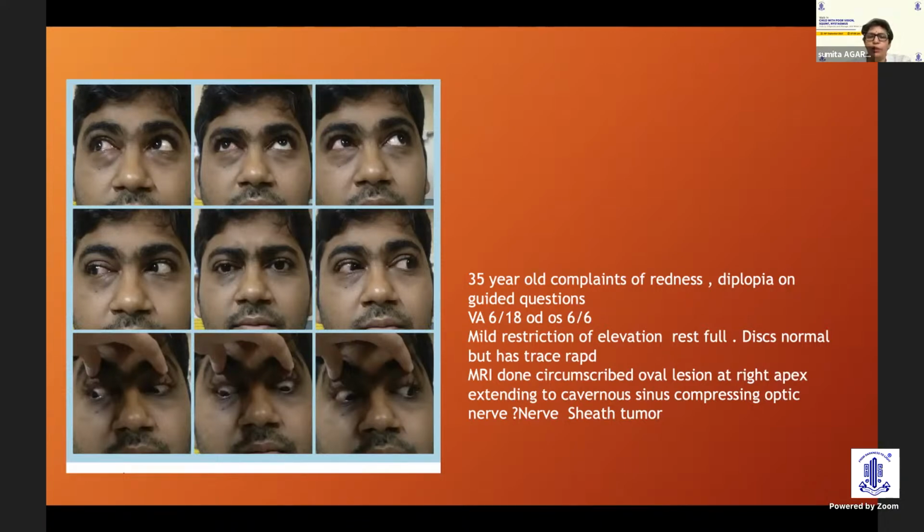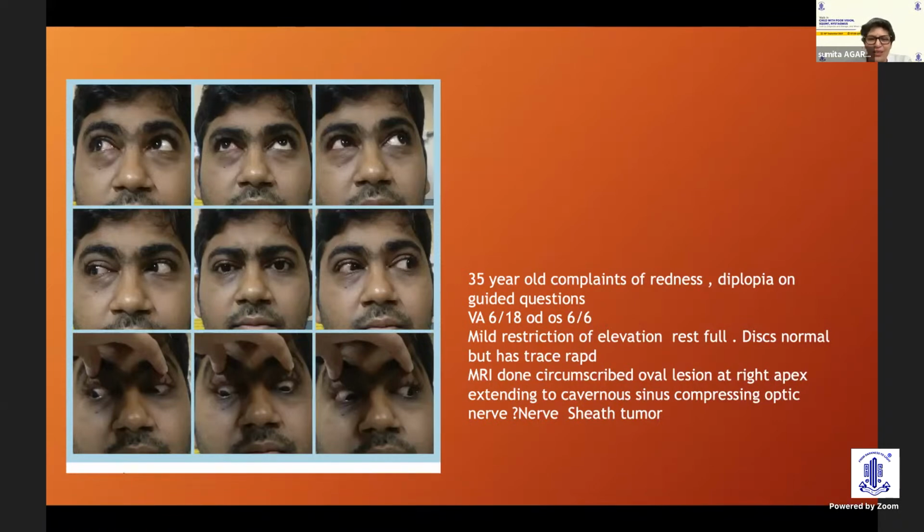On careful examination, there is a trace RAPD. Now he tells me that he had an evaluation for military service, and at that time his vision was 6/6. So that's how we ended up doing an MRI in this patient, and there was a circumscribed oval lesion extending up to the cavernous sinus, a suspected nerve sheath tumor. He disappeared for follow-up, never came back. Did come for allergic conjunctivitis in the emergency 2 times without any further evaluation.